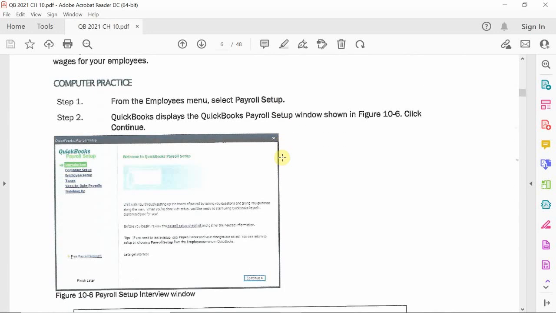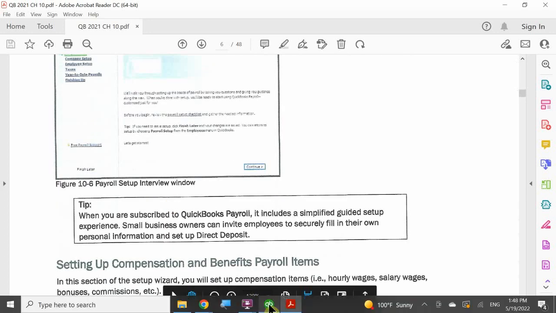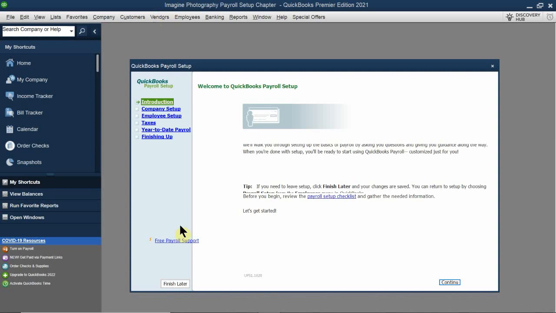Once you have everything ready to set up your payroll, figuring out how you're going to pay them and so on, then we may begin. Again, the only way to do that is to go up to the employees menu and click on payroll setup. You can enter the payroll setup at any given time.